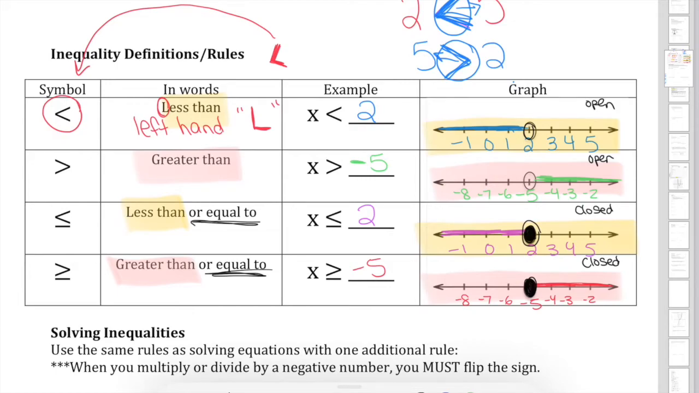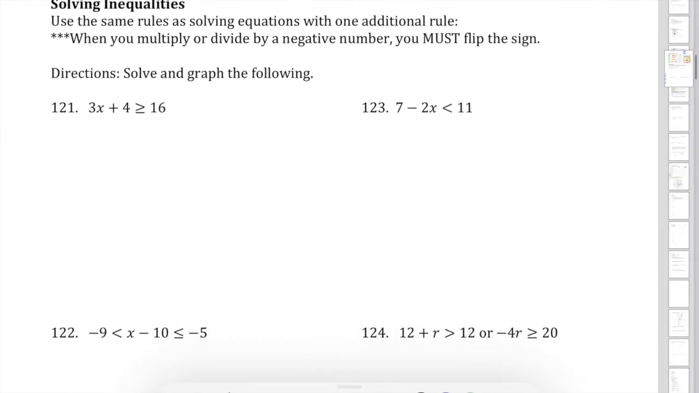Okay, so those are your symbols. That's how you want to graph them when that comes up, and we will be doing that in the next few examples. And these symbols over here on the left, you must memorize. Okay, so whether you use the L or the alligator trick, whatever it may be, you've got to have those memorized. And so moving on to the bottom with solving inequalities.